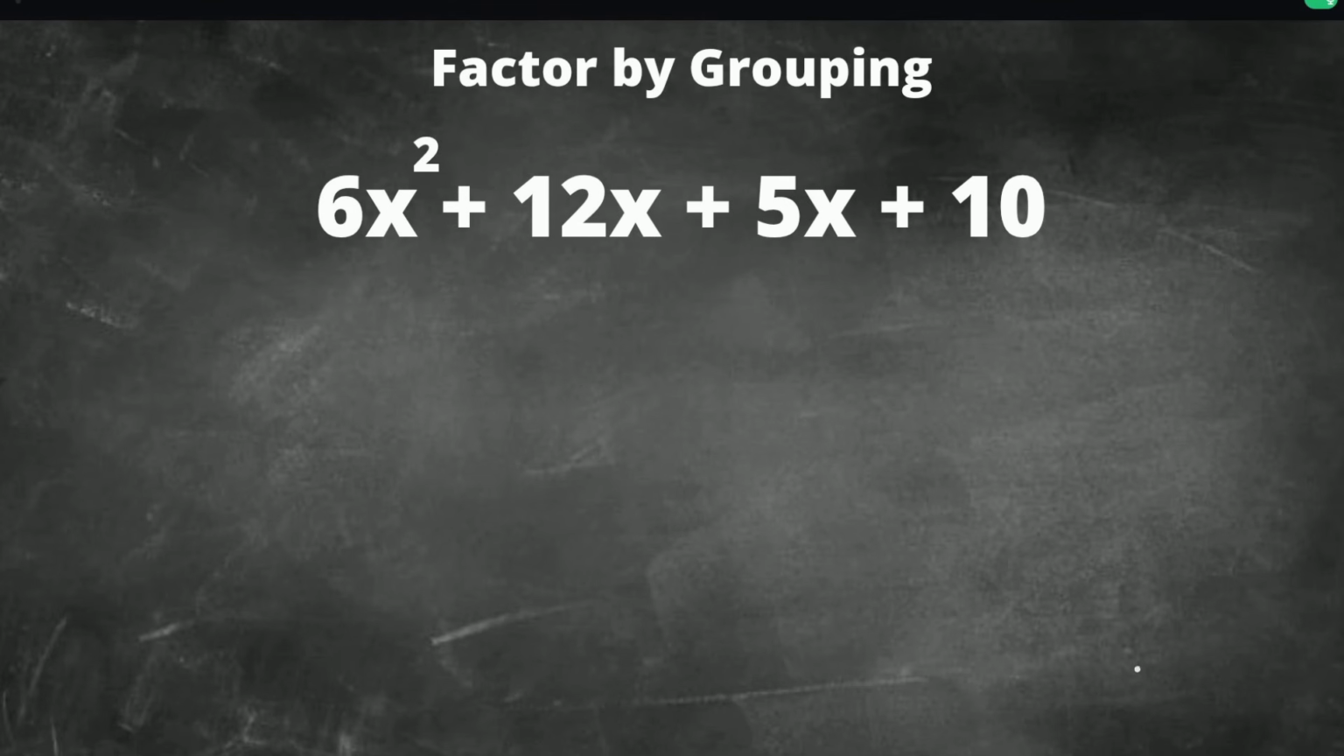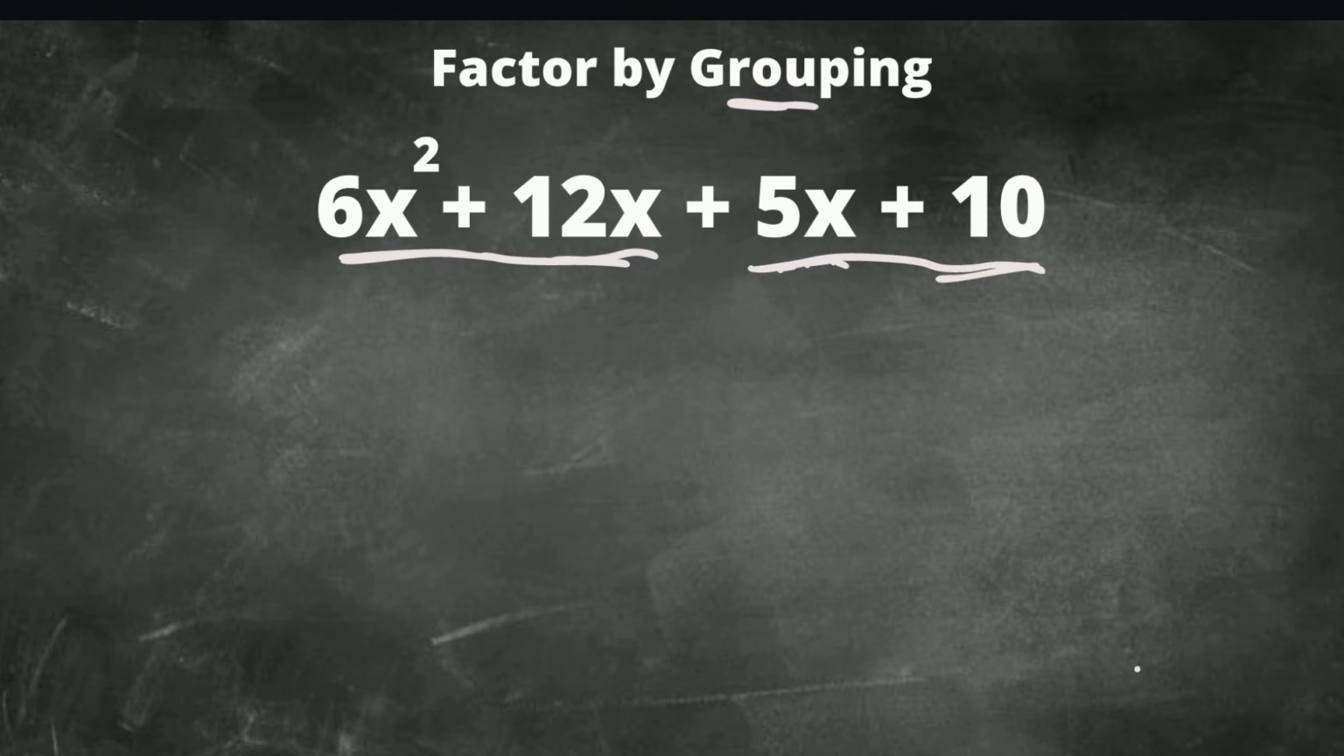In this video, let's go over how to factor by grouping. And the reason why we're going to use grouping is we have 4 terms. Okay. So step 1 is we have 2 binomials. We have a binomial here and we have a binomial here. So the first thing we're going to do is find the greatest common factor of each of these.